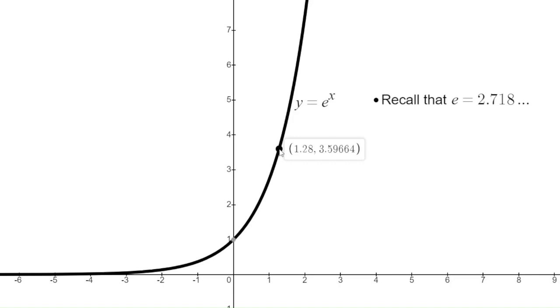So for example, right here at 1.28, 3.59664, the y coordinate is 3.59664. That's how high the point is above the x-axis, but that's also the slope of the tangent line there. The slope there is 3.59. Now, if we were to go over here, notice it's a more gradual slope. But the slope is actually the y coordinate. So the y coordinate is 0.20598. The slope is also 0.20598. So e to the x has that really interesting property.